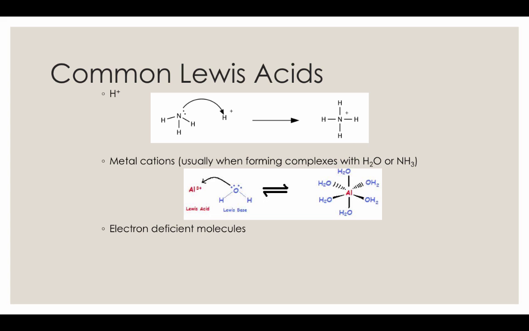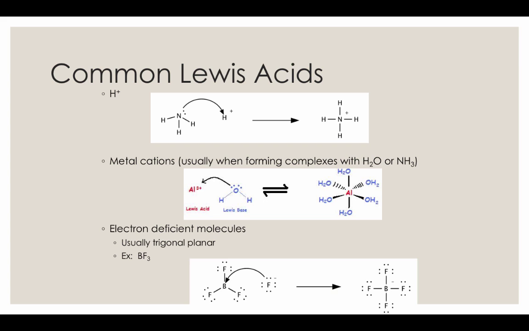And finally, electron-deficient molecules. Electron-deficient molecules are things that are usually trigonal planar in geometry. For example, BF3. BF3 lacks a full octet on the boron. Therefore, it's highly reactive and will attract electron pairs quite strongly. Here, the electron pair from fluorine is donated to the boron atom to form the bond between that fluorine and the boron.